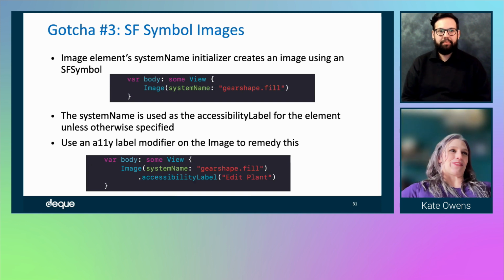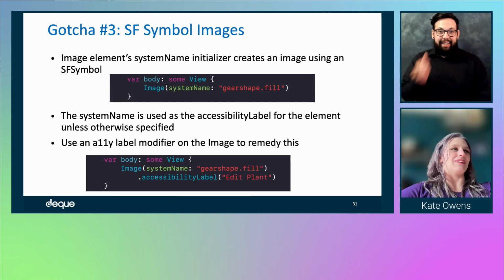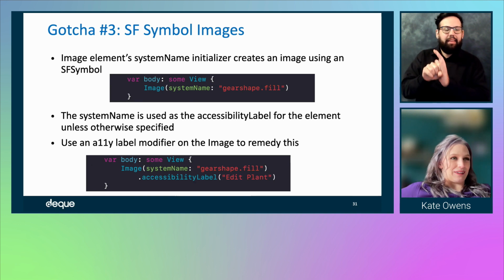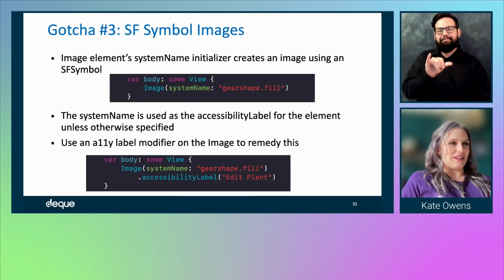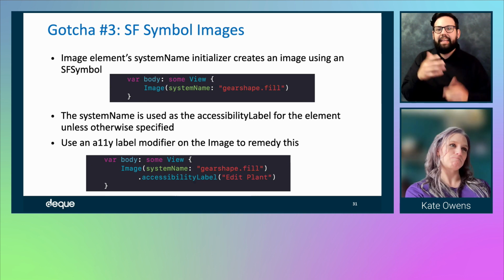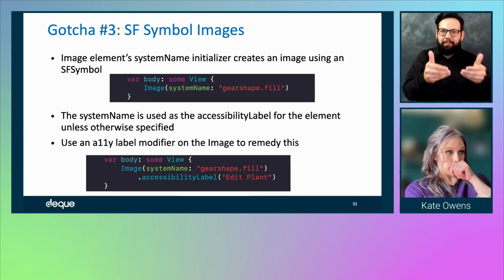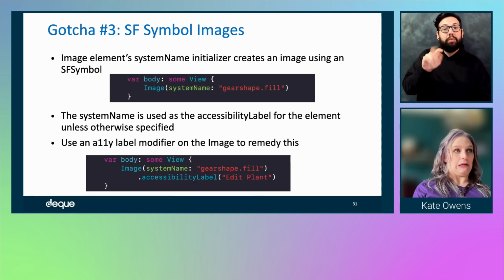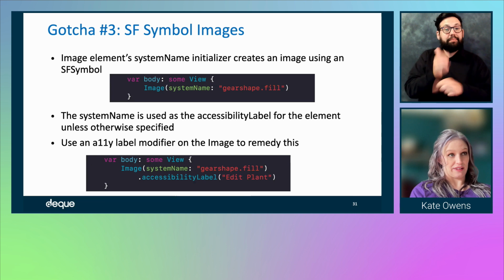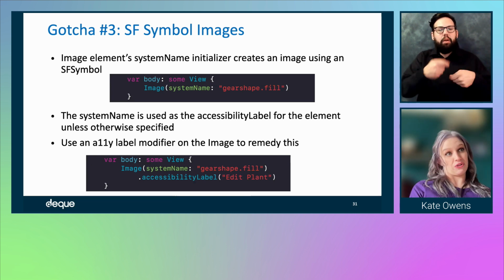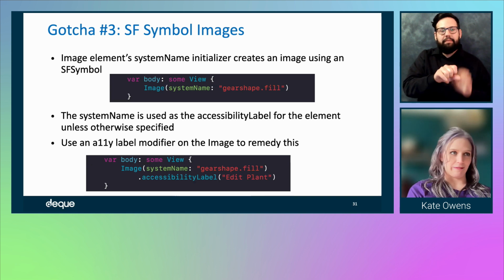Oh, gotcha. Number 3, SF symbol images. This one is super interesting to me because it's just such an easy thing to do without realizing. So in SwiftUI, there's an option to create an image using a system name initializer, where you would pass in the name of an SF symbol and it'll make an image of that. It's great, very convenient.